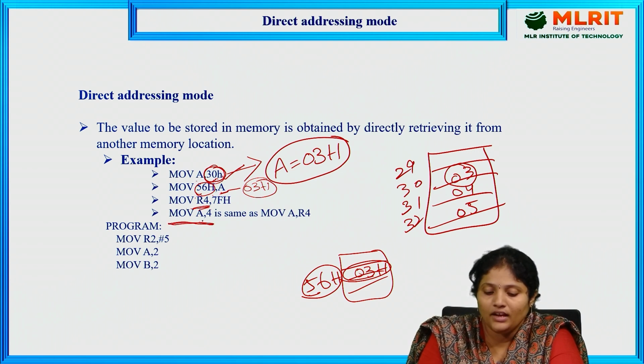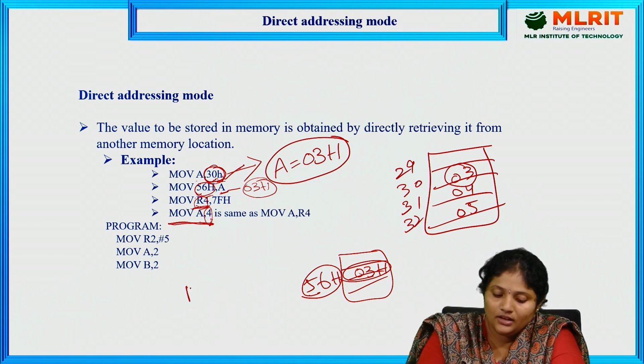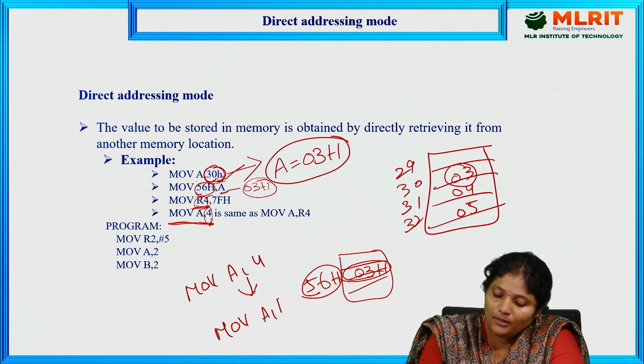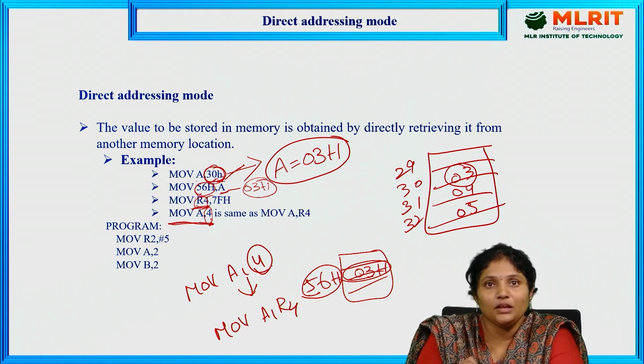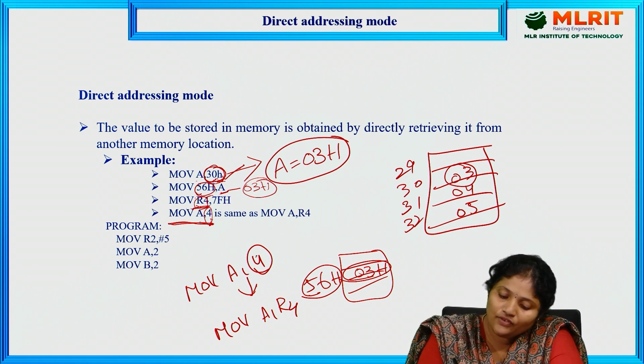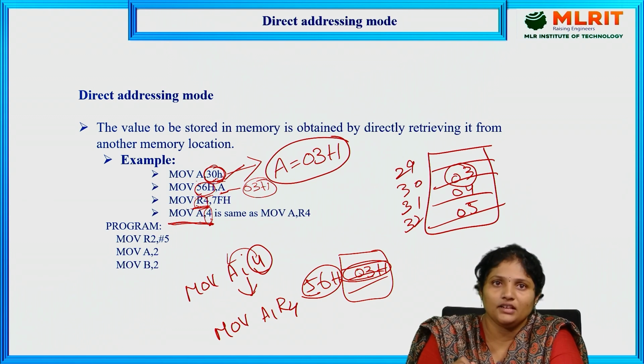So here move A comma 4. If we are seeing like this, it doesn't have H after 4, so it is not an address. If we are specifying with H, it specifies that it is an address. But here you are not specifying with H, so it is the register. Instead of writing R4, you could write 4. So here move A comma 4 will be equivalent to move A comma R4. So 4 is nothing but the register R4. Instead of R4, you could use 4 also. So the data present in the R4 register will be copied to the A register itself, right?